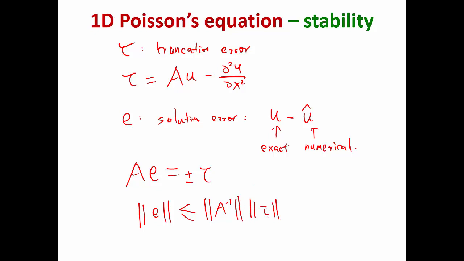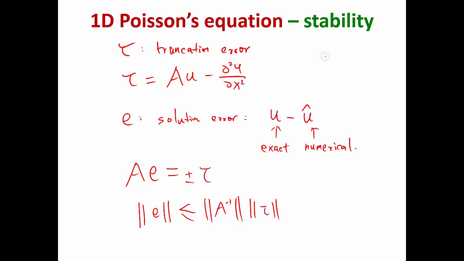And because we know that tau decays at an order of accuracy that can be analyzed from the Taylor series, we know from Taylor series how fast tau decays as I make my delta x smaller. So if I know that the norm of A inverse does not depend on delta x, then I know that my solution error E is going to decay at the same rate as the rate at which tau decays.